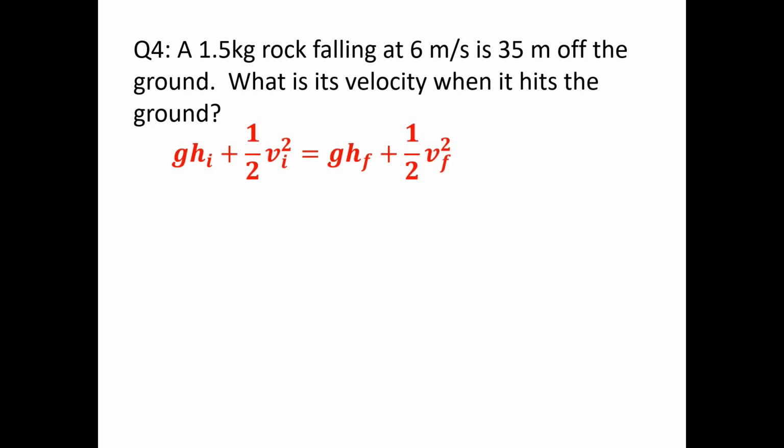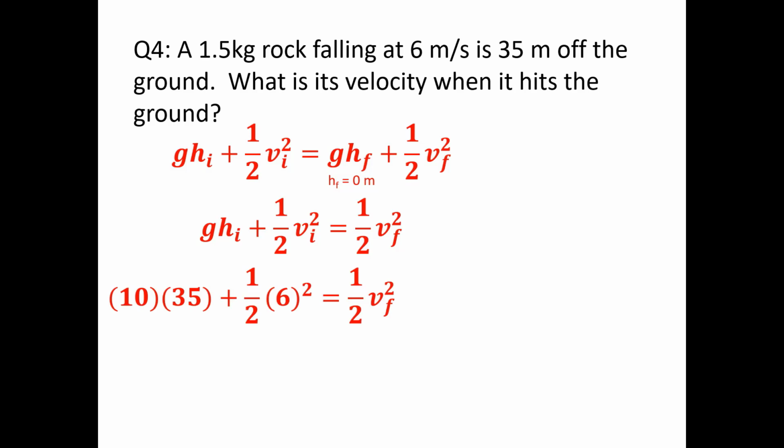In this problem, we went ahead and realized the height was 0, so we canceled out that part. We had everything else in it, and we start plugging in our numbers. Acceleration due to gravity, the height initially was 35, the velocity at the beginning was 6, and we're asked for the velocity when it hits the ground.